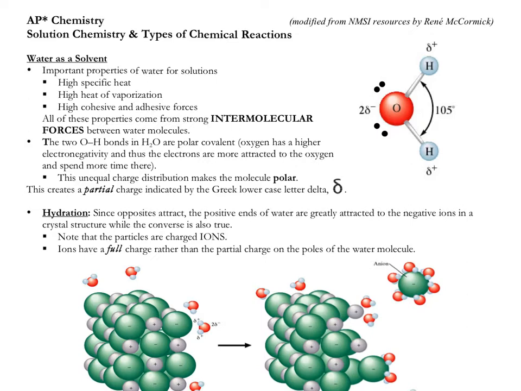And we indicate that it has a charge by using this Greek letter delta. And you'll see that a lot, and that may be something that you have to add to a drawing to show which side's partially positive, which side's partially negative. So we've got our partial positive, partial negative. That means it's not like a +1 like a proton or a -1 like an electron, but it's a smaller charge than that.